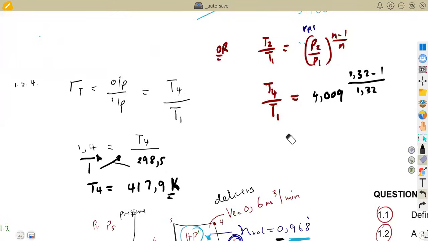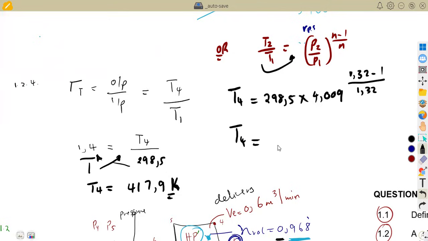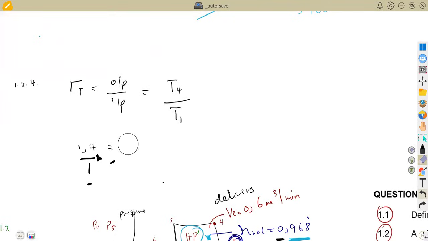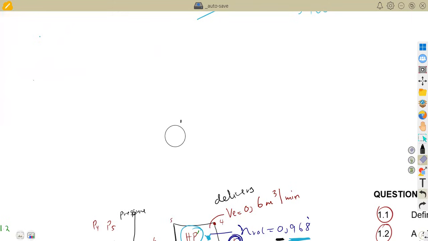So you can even calculate T4 in this case. If you cross multiply, T4 is going to be equal to T1, and remember, T1 is 298.5 times this value. That was still going to give us the same value for T4, 417.96 kelvin. As you can see, it's one and the same answer. So that's how you play around with our formulas. I want you to be careful with how you take your formulas, because how you take your formulas is very, very important.